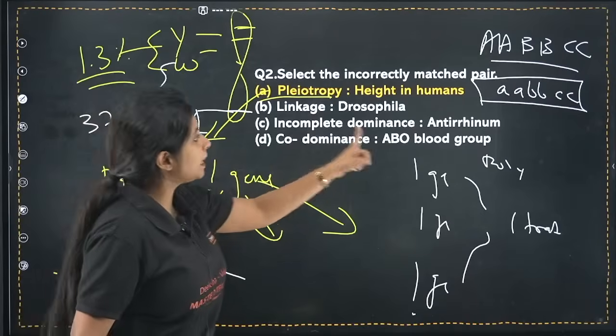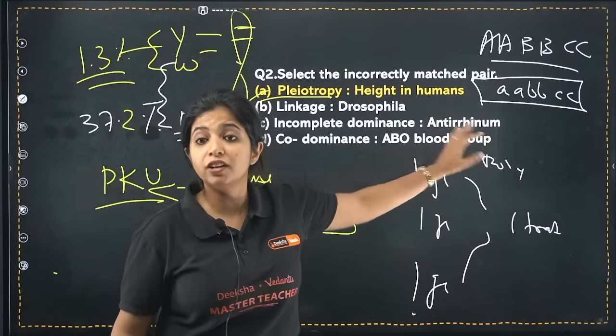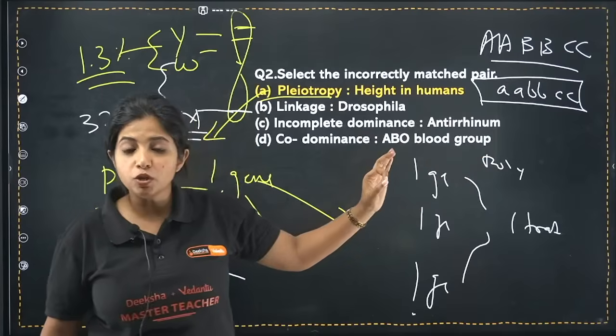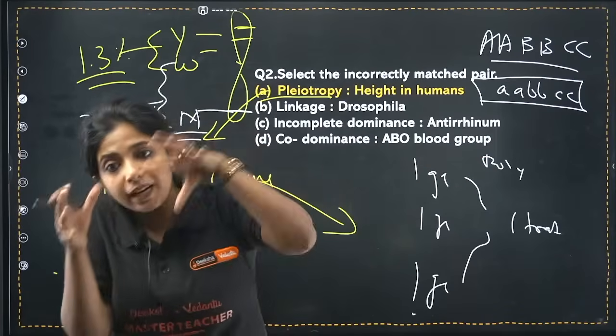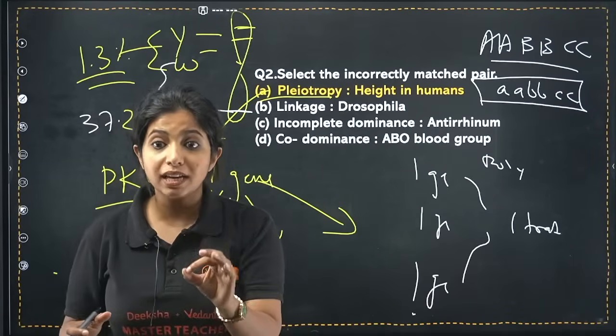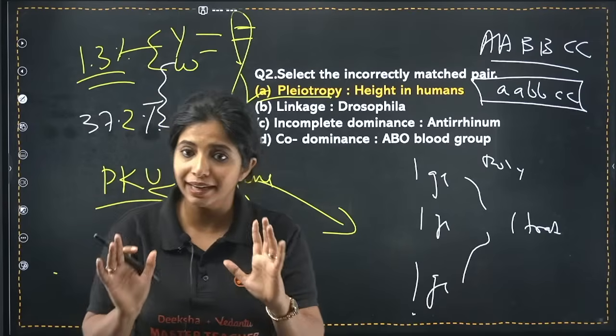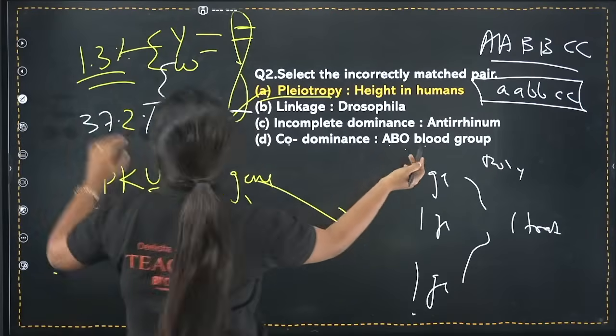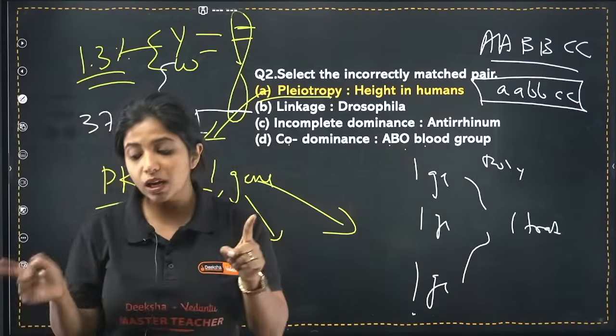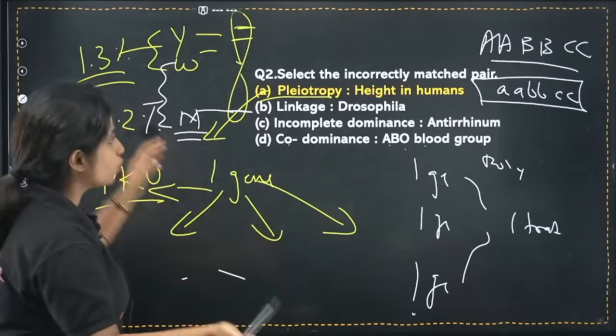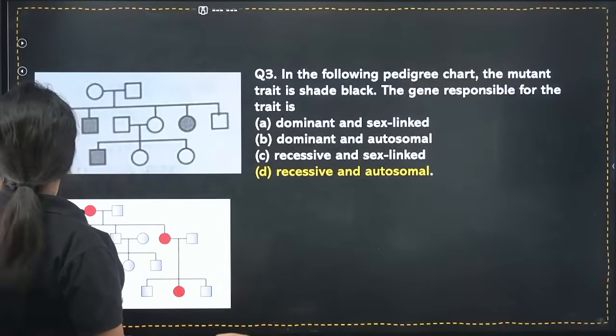Okay. Now incomplete dominance is found in snapdragon or Antirrhinum species. Incomplete dominance means one dominant allele is not completely dominant over the other one. You have seen in the case of snapdragon, the red and the white one gives pink flowers, right? Now codominance is seen in ABO blood group. That is absolutely correct. A and B, both the alleles are equally dominant. That is codominant.